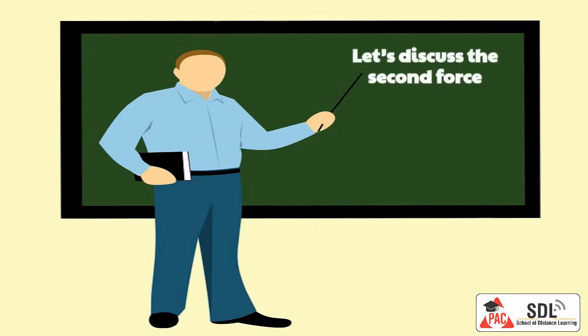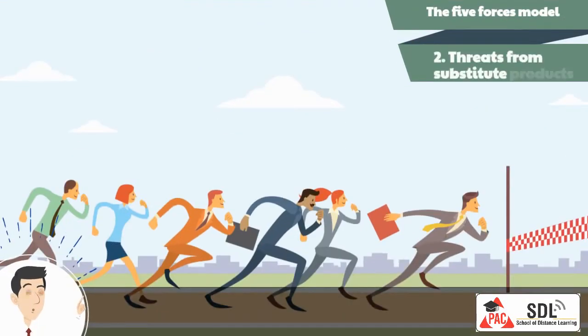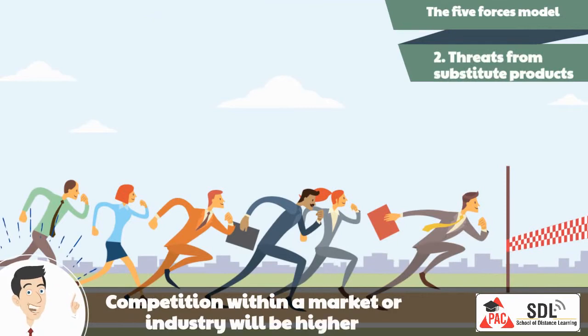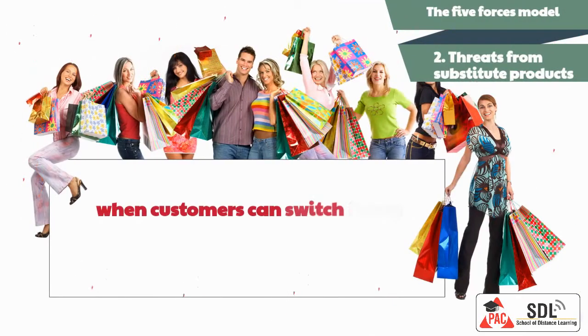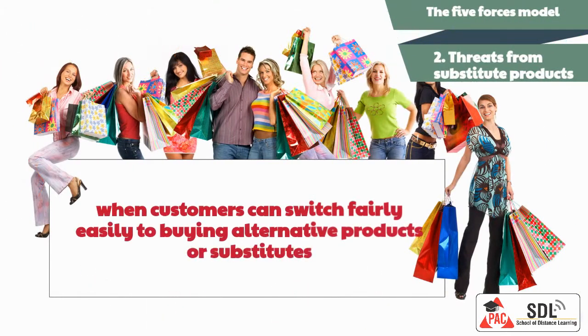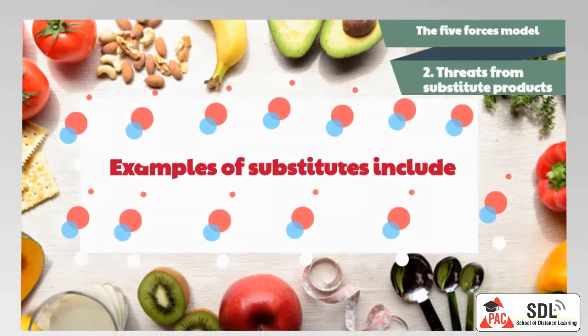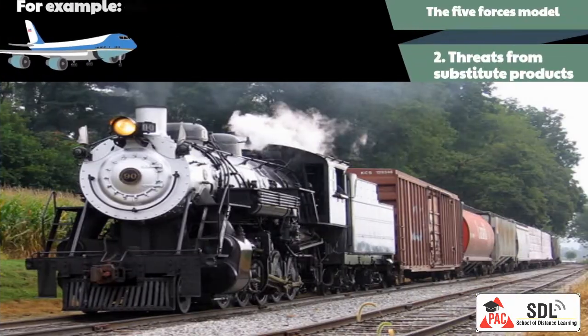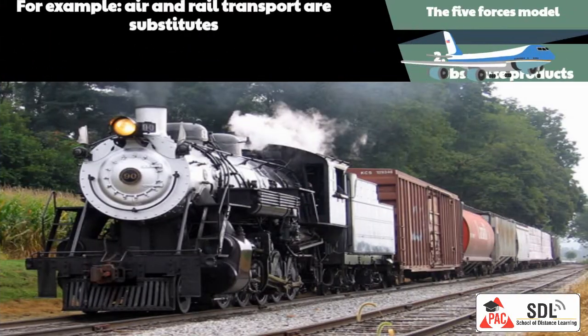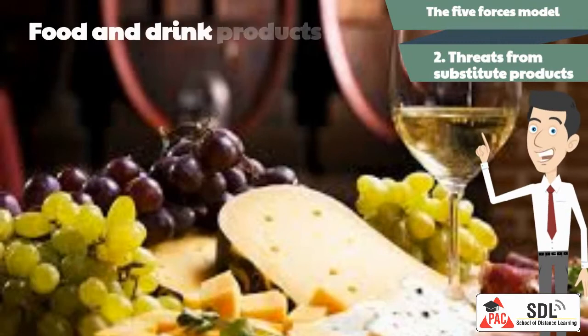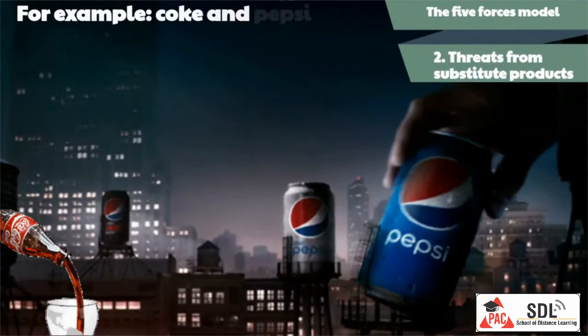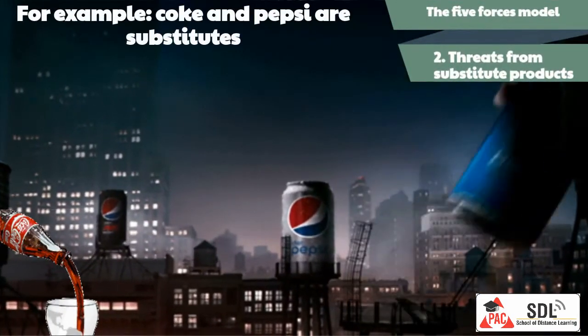Let's discuss the second force. Threat from substitute products. Competition within a market or industry will be higher when customers can switch fairly easily to buying alternative products or substitutes. Examples of substitutes include transport. For example, air and rail transport are substitutes. Food and drink products. For example, Coke and Pepsi are substitutes.